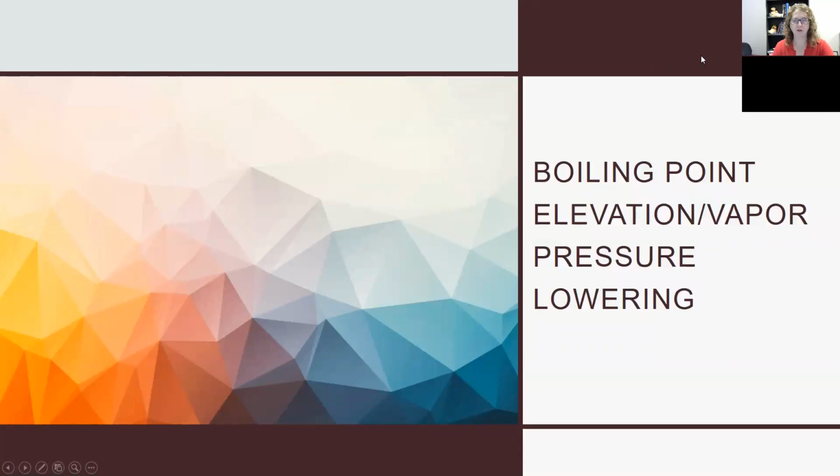I want to look at two colligative properties that are related to each other, and that's boiling point elevation and vapor pressure lowering. Remember that both of these are related to the transition of a solvent from the liquid to the gaseous phase, and we'll get quantitative descriptions for these in this video.